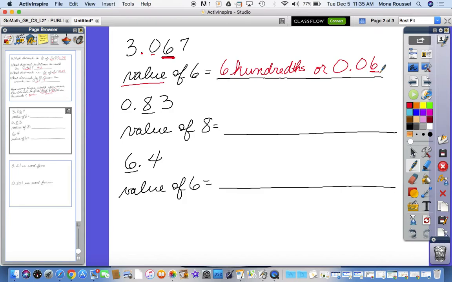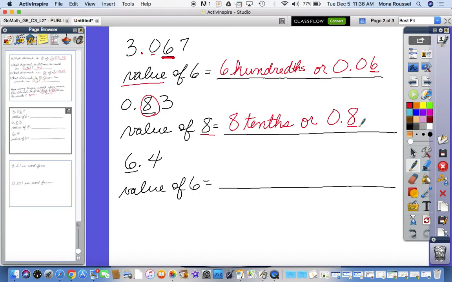So if we're looking at the next one and we want to find the value of the 8, the value is how much is this 8 worth? The 8 is in the first column behind the decimal, so that means it is in the tenths place. If we have 8 in the tenths column, it will be worth 8 tenths. We can again write that in words, or we can write that in decimal form, again double checking, making sure that we have the 8 in the tenths place right behind the decimal.